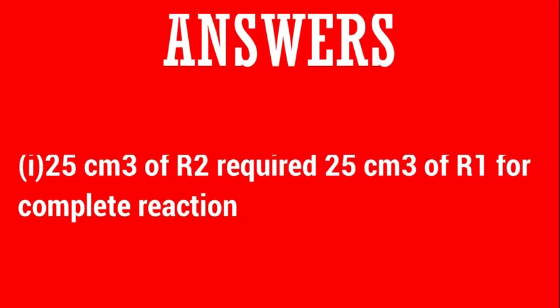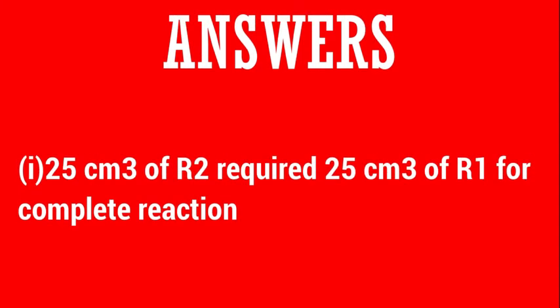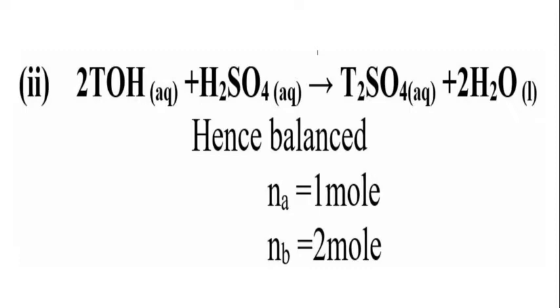So the volume of R2 required to neutralize 25 of R1 for completion of the reaction. Balanced chemical equation: T hydroxide reacts with sulfuric acid to produce T sulfate plus water. It means the molar ratio is the number of moles of base is 2 and the number of moles of acid is 1.